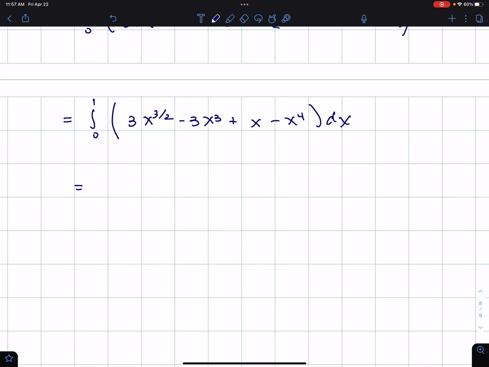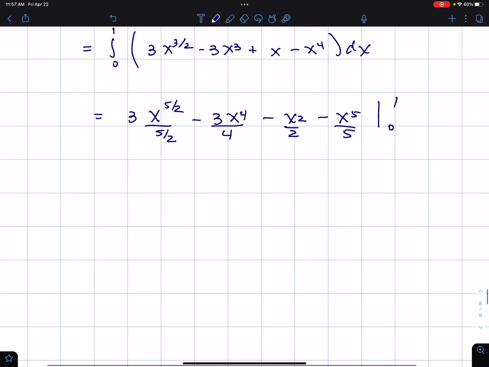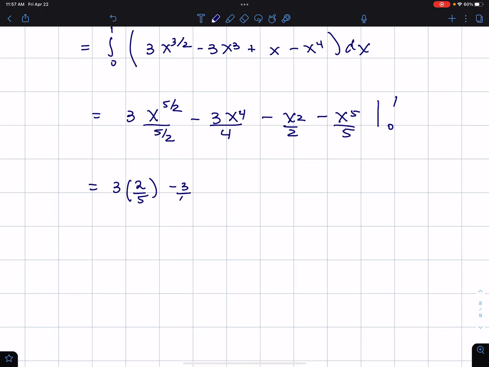And then I integrate 3x to the 3/2, plus 1 is 5/2, divide by 5/2, minus 3x to the 4, divide by 4, plus x squared over 2, minus x to the fifth over 5, all from 0 to 1. So for this first one, I have to multiply by the reciprocal of 5/2. So I have 3 times 2/5. I just put in 1. Putting in 1, everywhere I see x to any power, that makes 1. Putting in 0 makes 0. So I don't even have to write anything there. Minus 3/4, plus 1/2, minus 1/5.